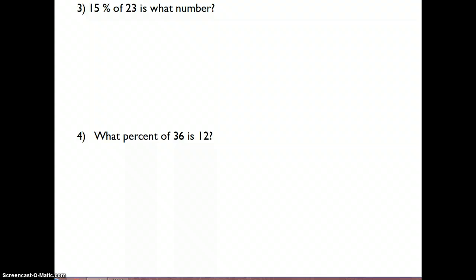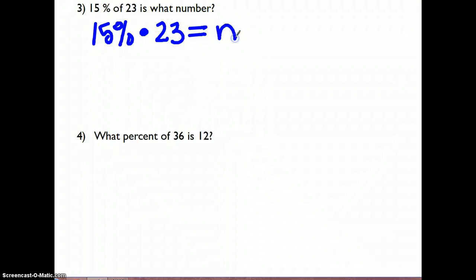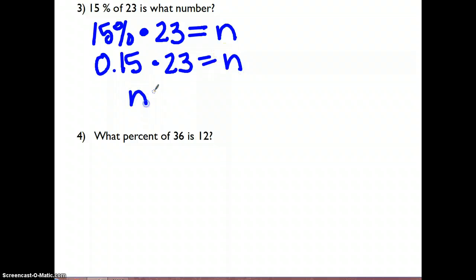Number 3, 15% of 23 is what number? So this is what we were talking about earlier when solving percent problems. So 15%, I bring it down to 15%. Of is multiplication. 23, I bring it down. Is equal. What number? Is n. Okay, I got to change my 15% to a decimal. And then 15% of 23 equals n, and n is equal to 3.45.